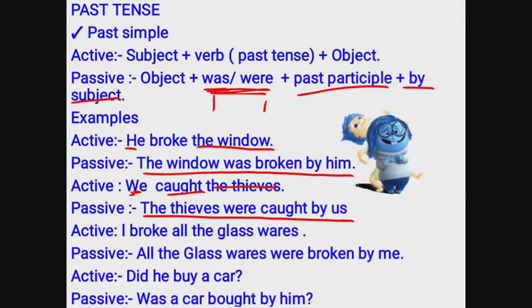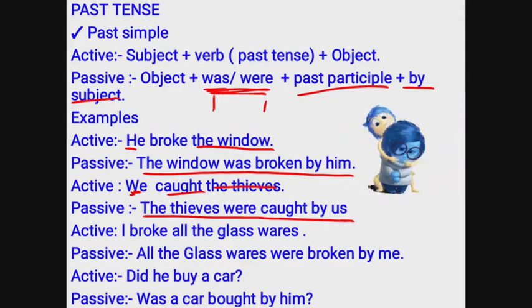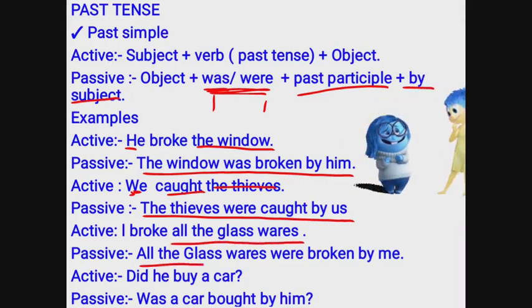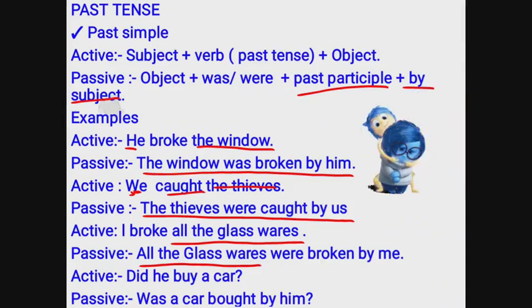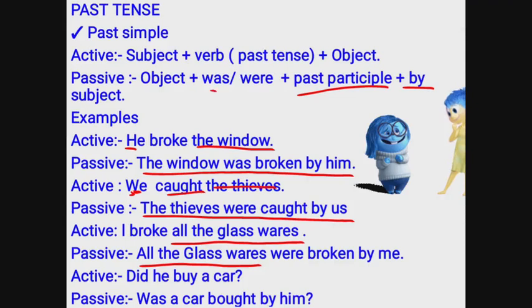So to change to passive voice, don't forget again your X rule. All the glassware is the object, so all the glasswares will now become the subject right here. Now all the glasswares. Look at it. So let's look at which of the auxiliary verbs we should take. Is it was or were? Look at the structure here. Now we have more than one glassware, so we use what? Were. So all the glasswares were.